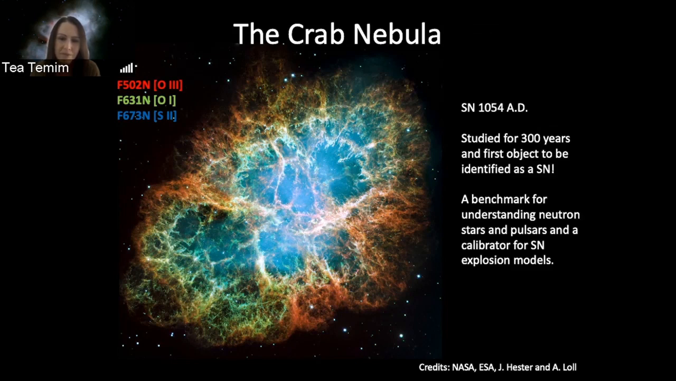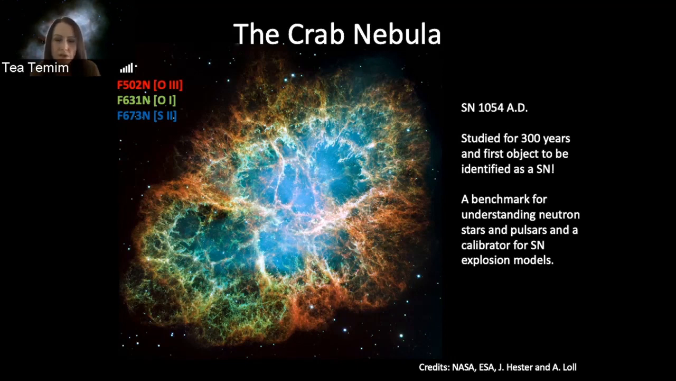And this year happens to be the 100th anniversary of the discovery of the Crab Nebula's expansion. And the crab was actually the first object that was ever identified to have originated from a supernova explosion. This was back in 1939. So the Crab Nebula in all these years has really served as a benchmark for understanding both neutron stars and pulsars, and also a calibrator for supernova explosion models.